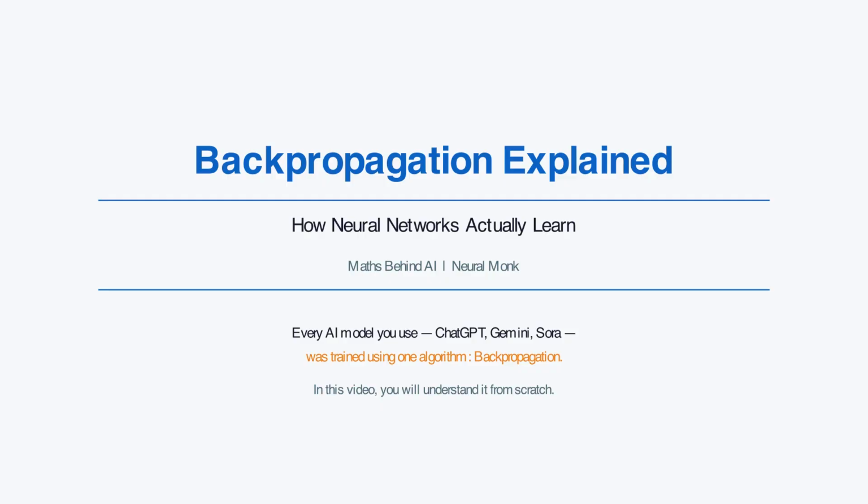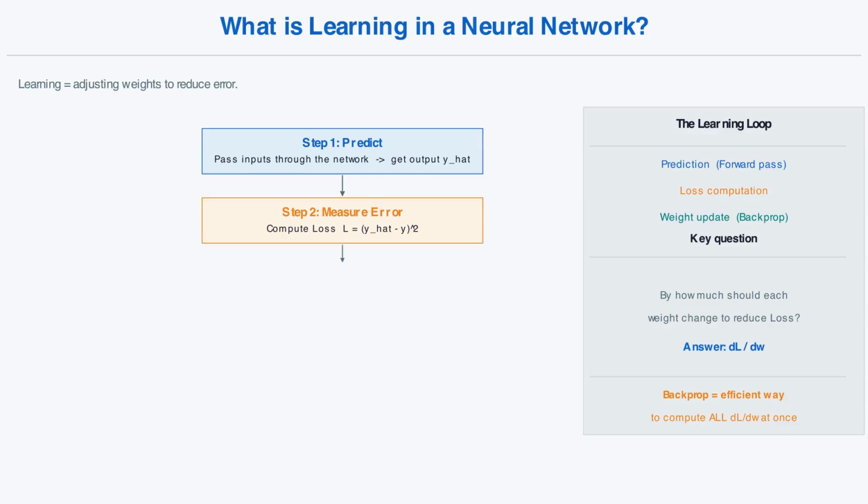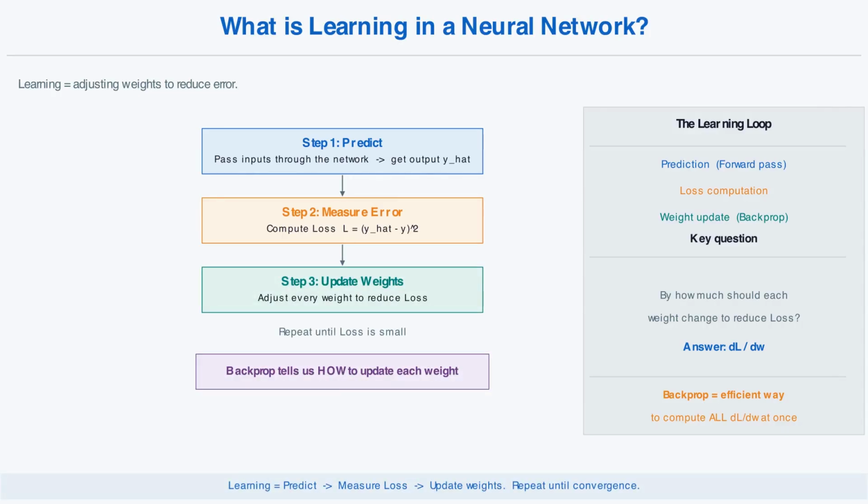Let us begin. So what does it mean for a neural network to learn? Learning is simply this: adjusting the weights inside the network to reduce the error it makes on predictions. There are 3 steps. First, the network makes a prediction, the forward pass. Second, we measure how wrong that prediction is, we call this the loss. Third, we adjust every weight to make the loss smaller, this is backpropagation. And we repeat these 3 steps thousands of times until the loss is tiny. The key question backprop answers is, by exactly how much should each weight change? The answer is the gradient, dL over dw.